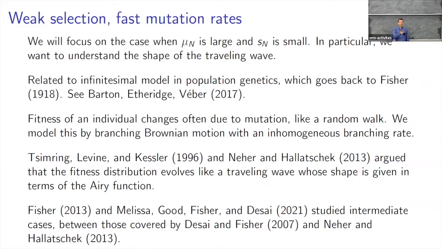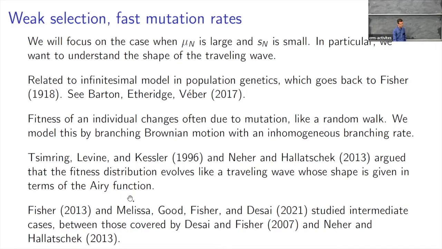Now, this case in which mu_n is large and Sn is small has also been considered extensively in the physics literature. Simring, Levine, and Kessler considered this case in their 1996 paper. And more recently, Neher and Hallatschek provided a very thorough analysis of this model. And they concluded that the fitness distribution of the population evolves like a traveling wave whose shape can be described in terms of the Airy function.